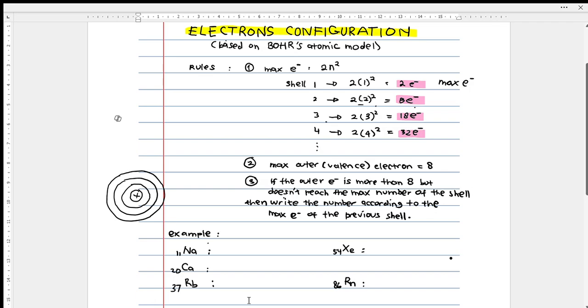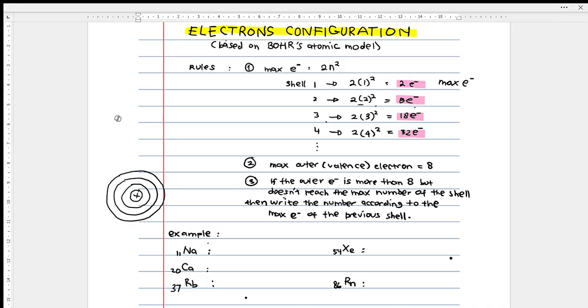Okay, so how to write down the electron configuration of atoms based on Bohr's atomic model. There are three rules which govern the way we write down the electron configuration, and we are going to learn how to apply those rules by working on the samples given. Okay, let's start with sodium.